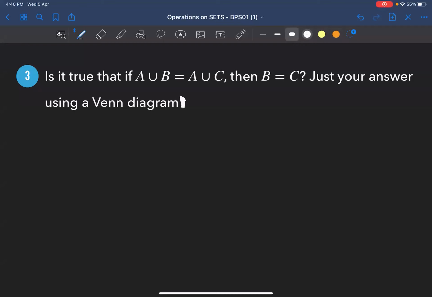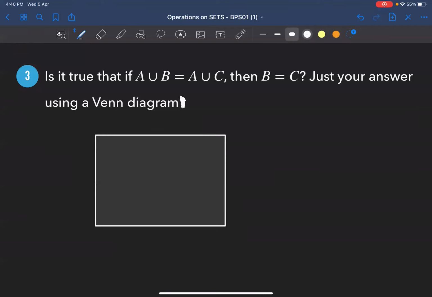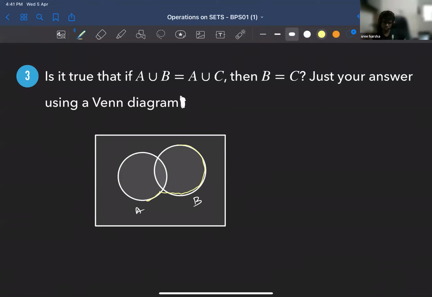So let's discuss this. Now suppose, let me draw this. If I take this universal set, and inside this I have A, and then let's say I have B. So this is A, and this is B. Now you see that A union B. So this is your A union B, right? Yes. This entire thing is A union B.